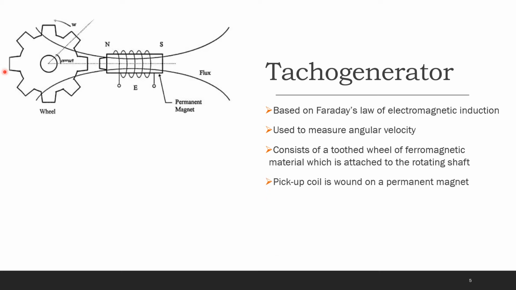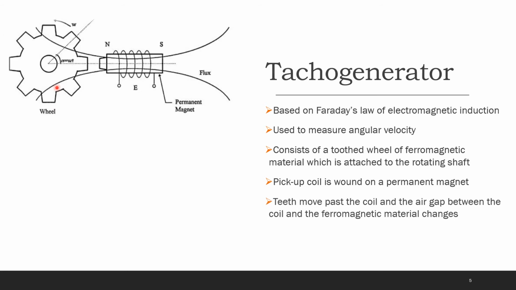So it consists of a pickup coil which is wound on a permanent magnet with a number of turns, capital N. The ferromagnetic material or the wheel structure has a gear-shaped profile with a number of teeth as small n.